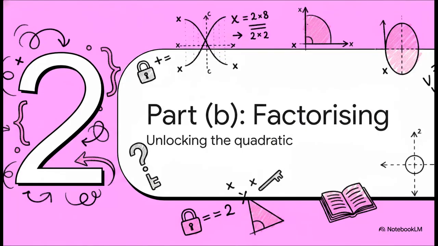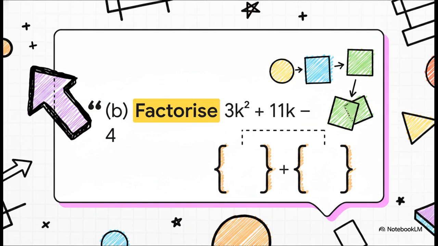All right, on to part B. Things get a little more interesting here. This is a classic 2-marker, you've got to factorize a quadratic expression. So the expression we need to wrestle into a pair of brackets is 3k² + 11k − 4.